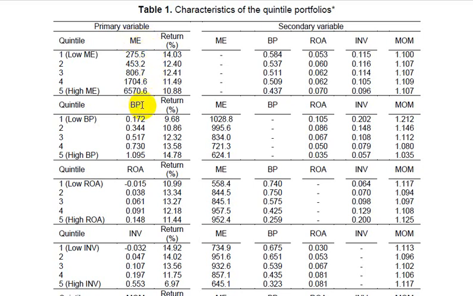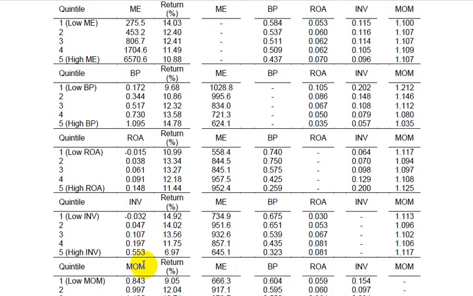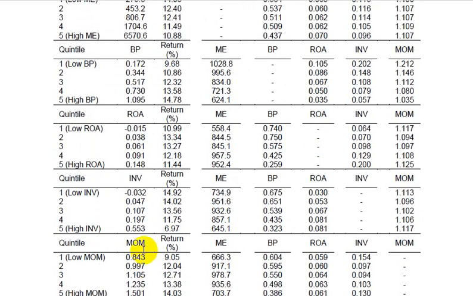the value anomaly, which is the book to price ratio, the profitability anomaly, which is the return on assets, the investment anomaly, which would be companies whose assets increase the fastest, and then momentum, which is based on the past 6-month returns, so winners versus losers.